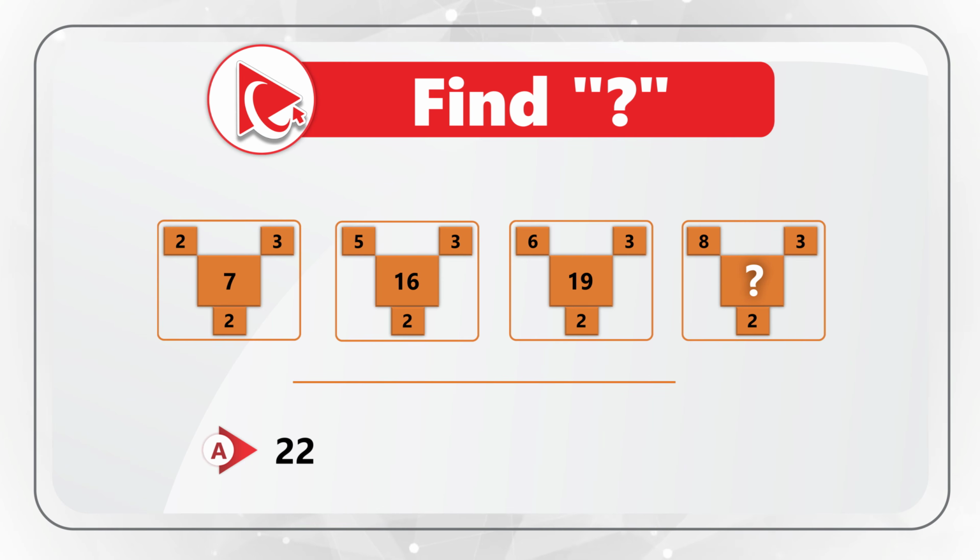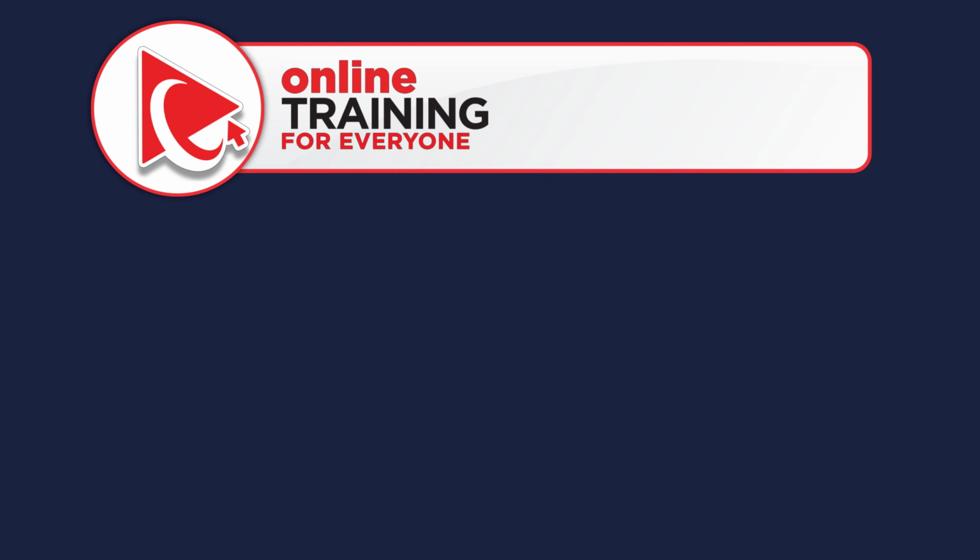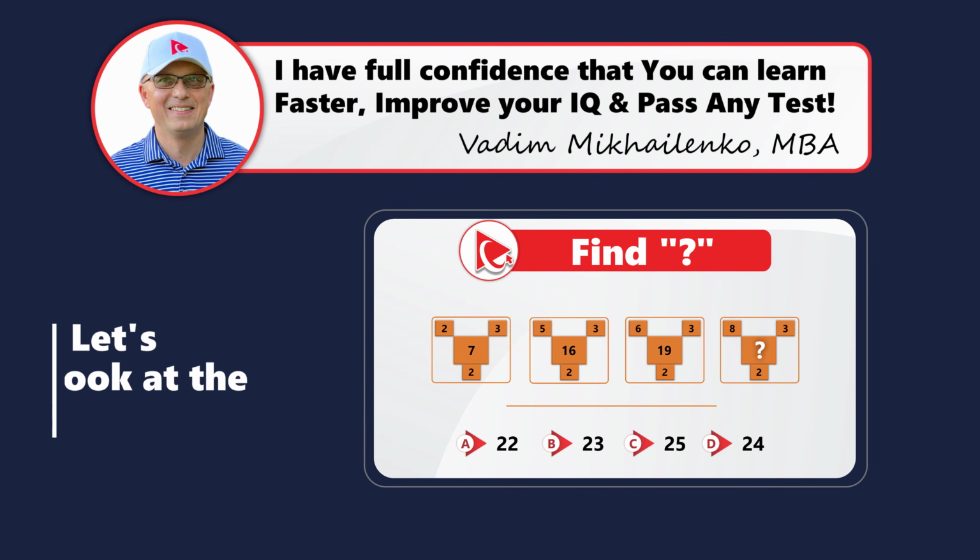Choice A, 22. Choice B, 23. Choice C, 25. And then last but not least, choice D, 24. Take a close look at the shapes and see if you can calculate the pattern. Let me share with you my logic and rationale, and obviously if you have a better way to solve it, please make sure to share in comments.